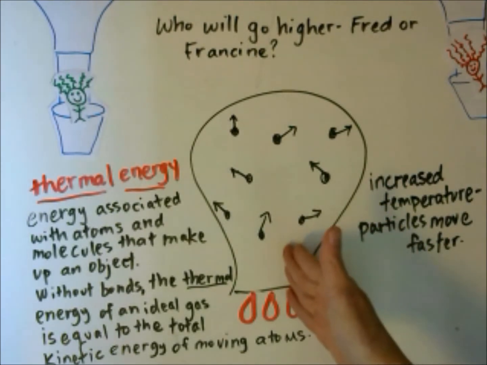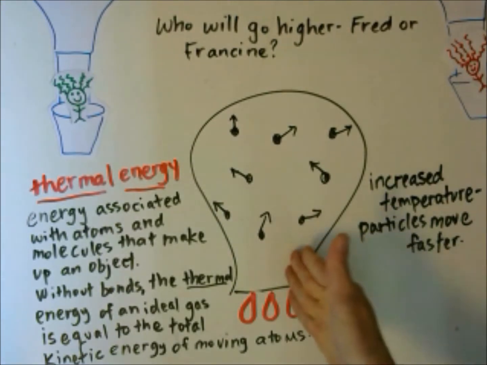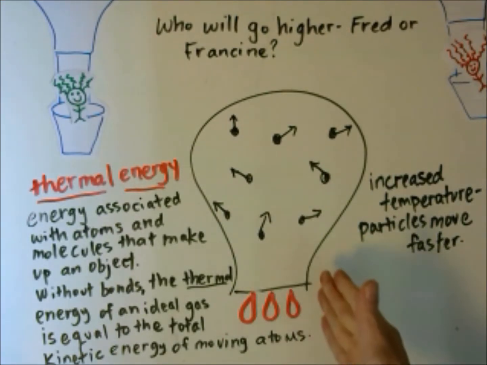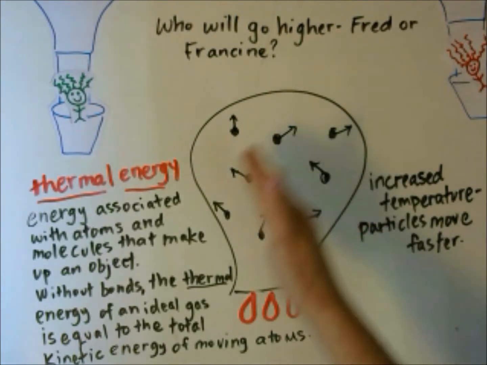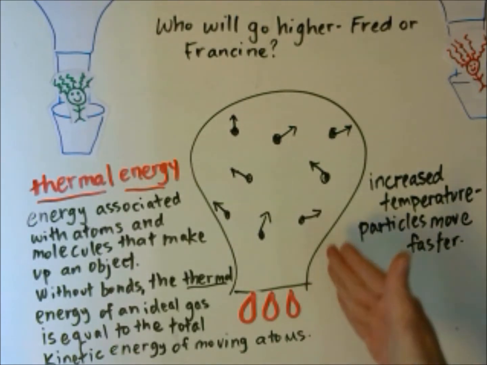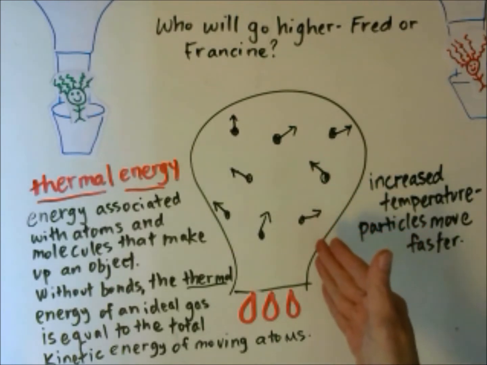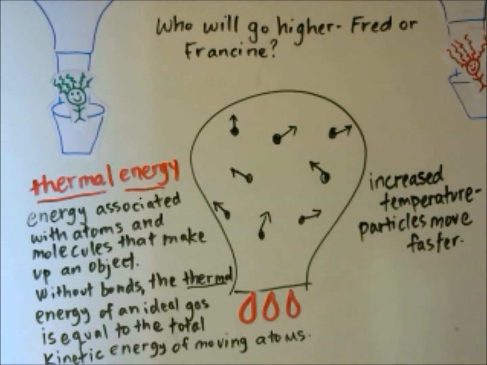Let's consider this an ideal gas, which isn't normally the case for a hot air balloon, but for analyzing it, we're going to consider this to be an ideal gas in here. And without bonds, the thermal energy of this ideal gas is equal to the total kinetic energy of the moving atoms inside the gas. When we heat the gas, it makes the atoms move faster, and it increases the thermal energy of the gas. It also increases the temperature.